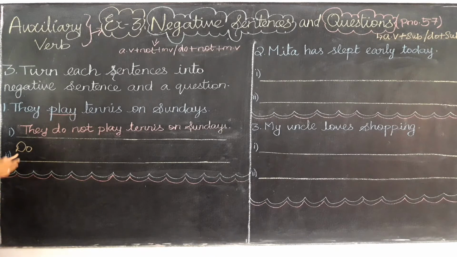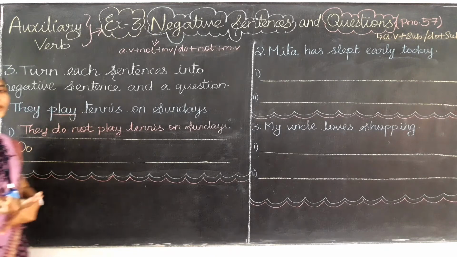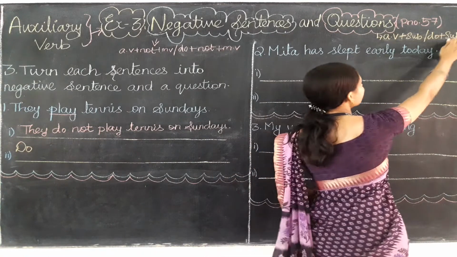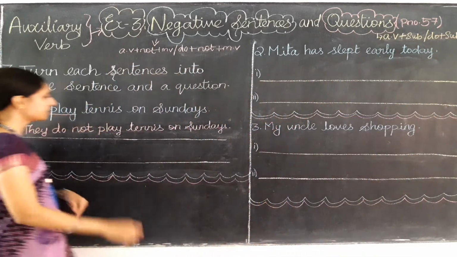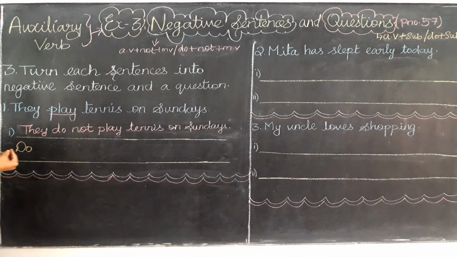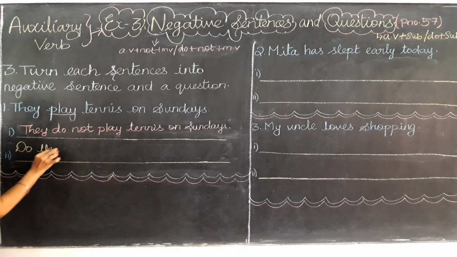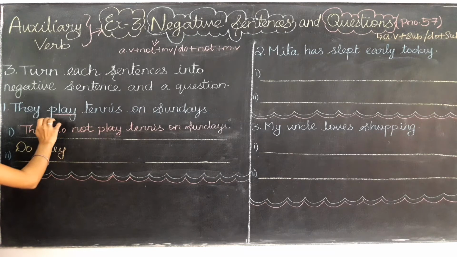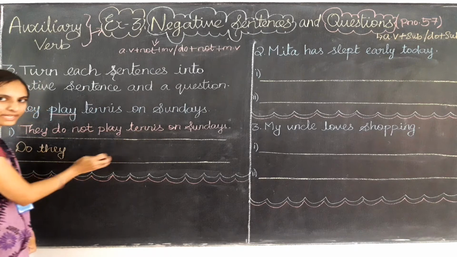Making the question. After writing the do form verb, what do we need to write? See here. Yes, subject only. We need to write the subject. What is the subject here? That is they. Do they? Then all other words will come as it is.